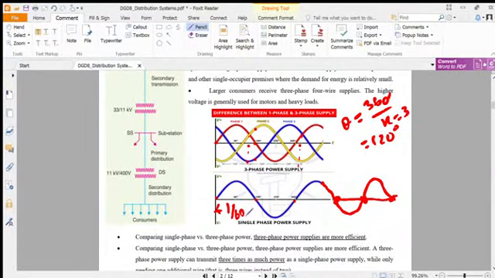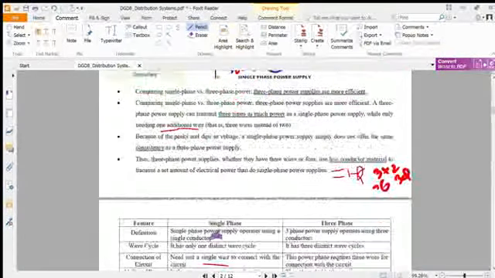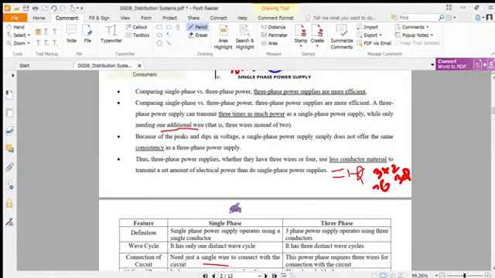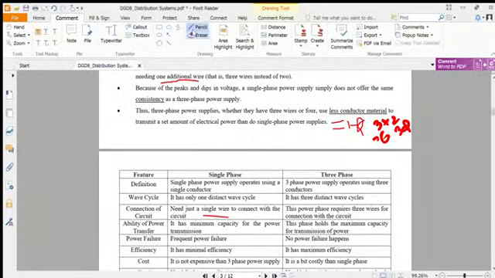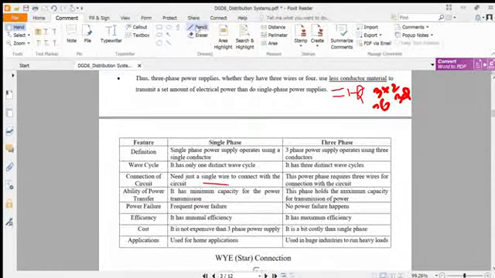1/60, because t equals 1 divided by f, so it's 1/60 second. Okay, so now efficiency: the three-phase system is more efficient than this.